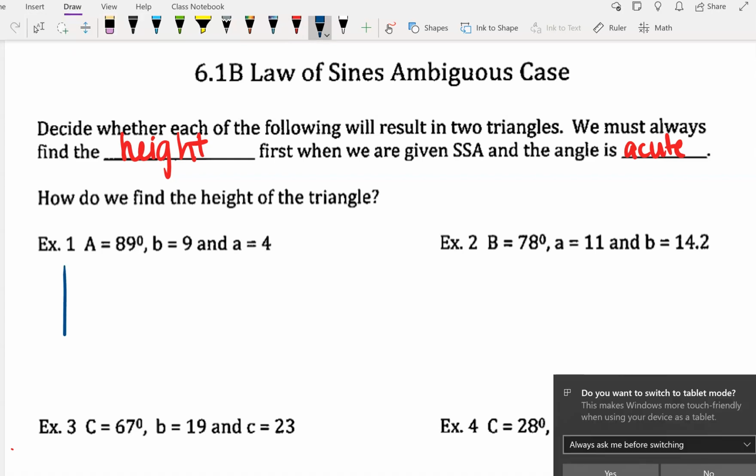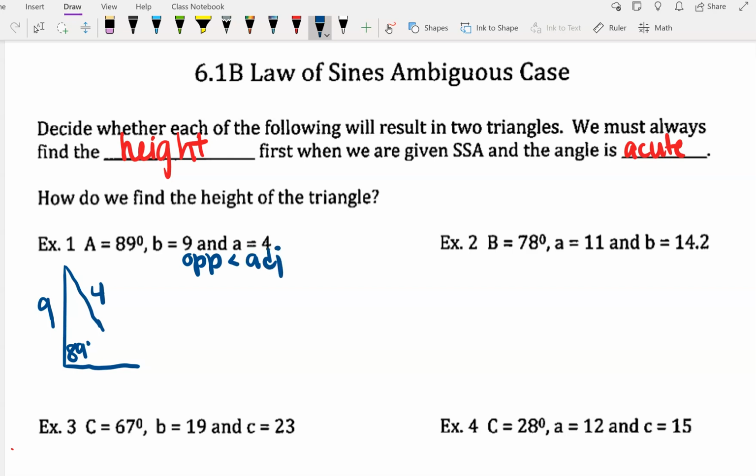All right, so for this one, we have an 89-degree angle, which is almost a right angle. And then the opposite side is just 4, and the adjacent side is 9, which is a little bit weird. If this is only 4, I don't know that it's even going to reach the other side. To me, that's a bit of a red flag that I might not have any triangle at all. But we're going to compare the opposite to the adjacent. Opposite is less than the adjacent. Let's also compare the opposite to the height.